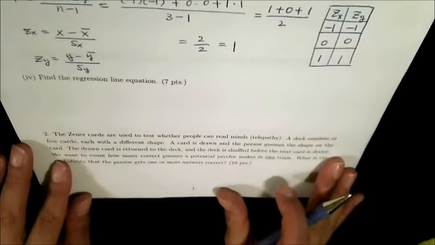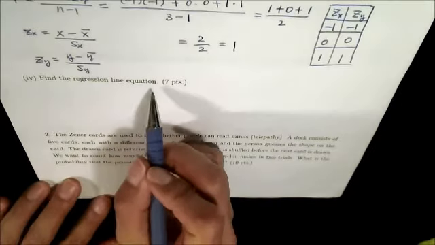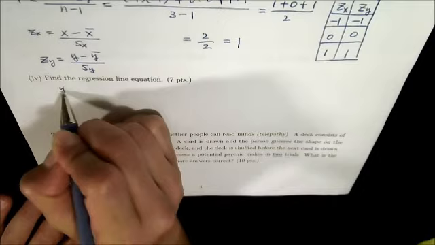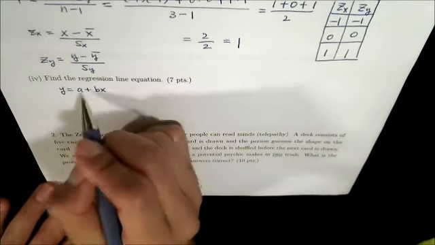Now find the regression line. How can I find the regression line? Basically, this is a line equation, so it must have the form y equals a plus bx. And what is a? a is the y-intercept.